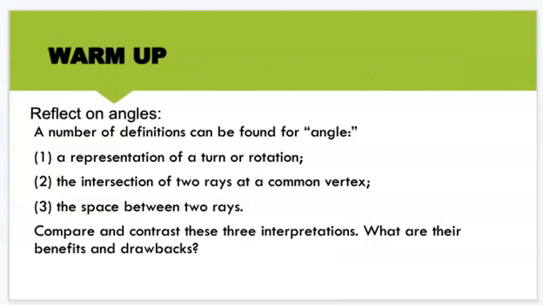Let's talk a little bit of a warm-up. Definitions of an angle: a representation of a turn or a rotation, the intersection of two rays at a common vertex, the space between two rays. And remember, you should be able to think about these different interpretations and what are their benefits and what are their drawbacks.